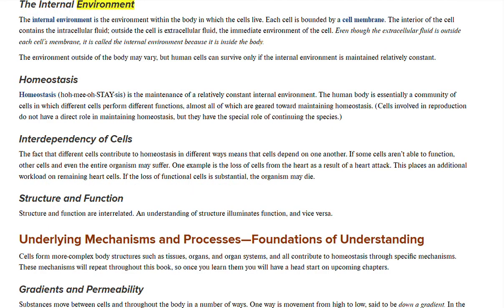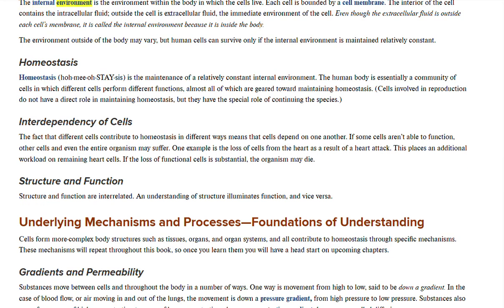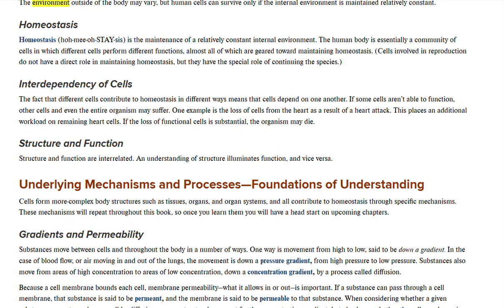The internal environment. The internal environment is the environment within the body in which the cells live. Each cell is bounded by a cell membrane. The interior of the cell contains the intracellular fluid, outside the cell is extracellular fluid, the immediate environment of the cell. Even though the extracellular fluid is outside each cell's membrane, it is called the internal environment because it is inside the body. The environment outside of the body may vary, but human cells can survive only if the internal environment is maintained relatively constant.